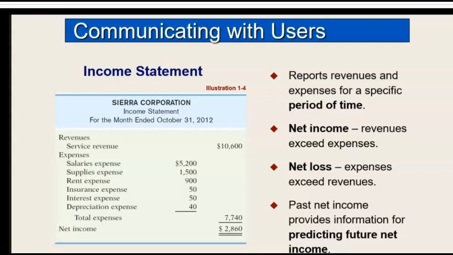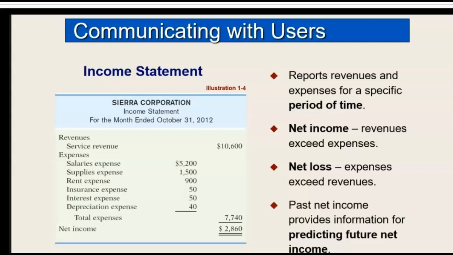And on the outside column, we only have 2 things: revenue, which is the amount of sales or services this company has provided, and expenses. Expenses is what has been consumed by the business in order to earn the revenue. They had consumed rent to earn that revenue. They consumed supplies, interest expense, and so on. So on the outside, you see we have revenue, $10,600, and we have total expenses, $7,740.